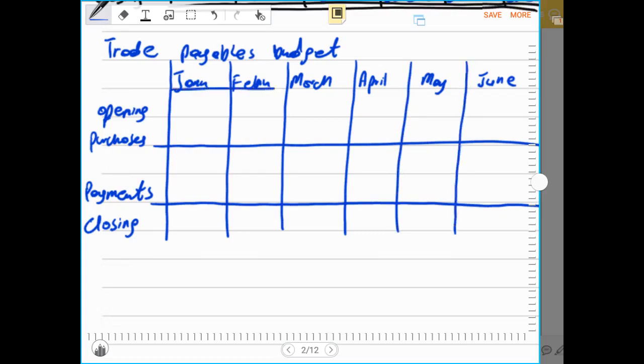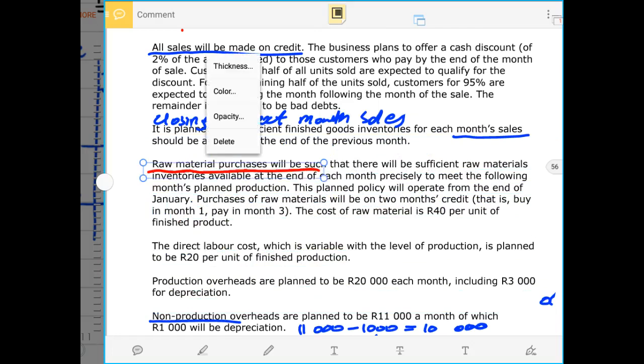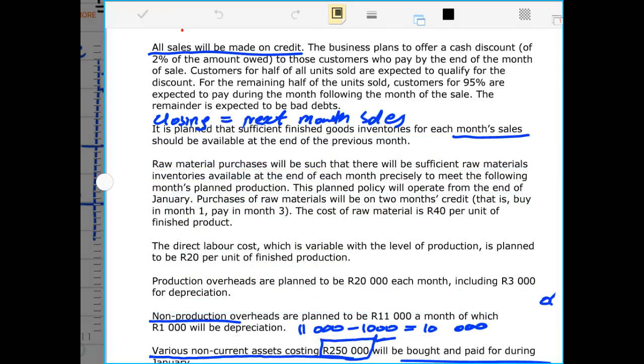So now there is no opening balance, and we were told that we are buying from our suppliers on credit. So now if we buy on credit from our suppliers, we first have to know how we make the payment. It was stated that purchases of raw material will be on 2-month credit. That means we pay 2 months after the month of the purchase. And this will be buy in month 1 and pay in month 3.